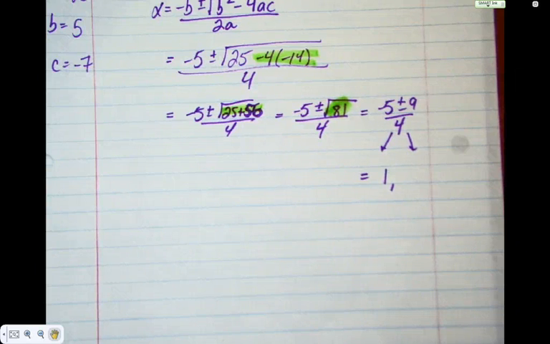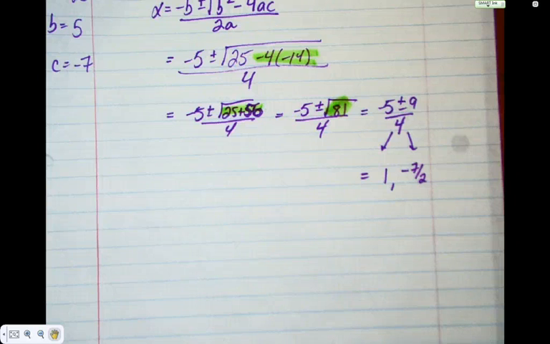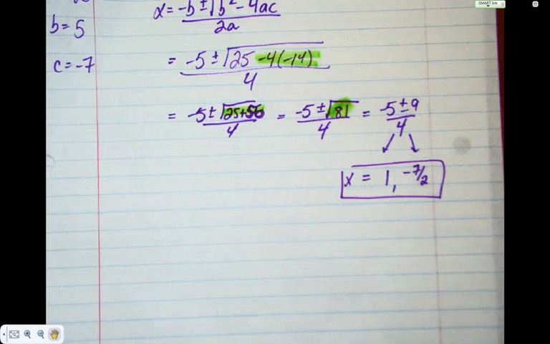But can we reduce it? 7, 2. So negative 7 halves. Okay, and if you need the steps, just put the step in above. So it was negative 5 plus 9 divided by 4, and negative 5 minus 9 divided by 4. Those are intercepts. What else are they? Zeros, roots, or solutions, sometimes we'll call them.